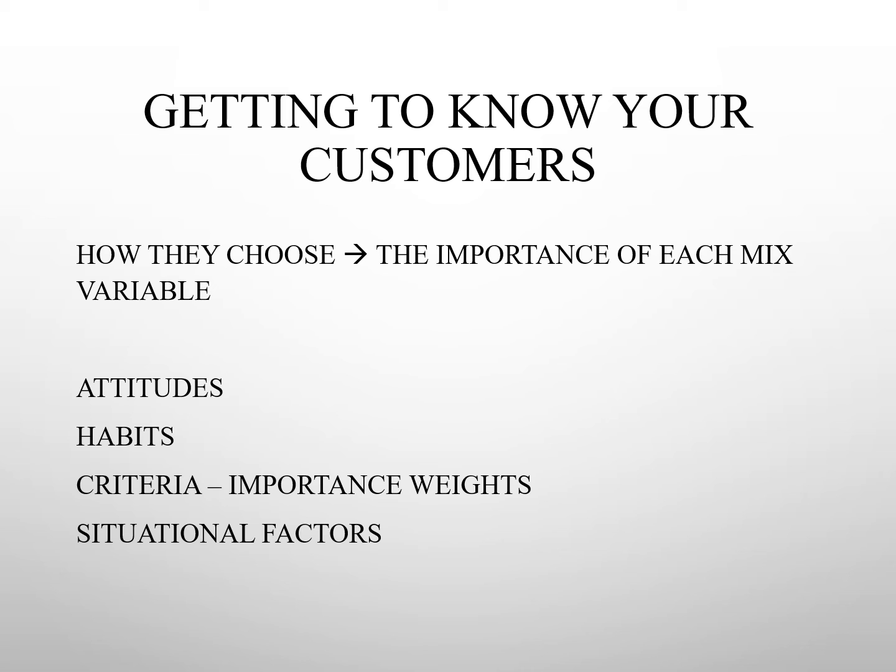Getting to know your customers, you also probably want to know how they choose and how important each of the mix variables are. To understand how they choose, you probably need to know something about their attitudes and their habits. You need to understand the criteria that they use to select one alternative from another and how important each of those criteria are. And then you might also want to identify the situational factors that might influence how they choose. So for instance, perhaps buying a bottle of wine to consume at home yourself and for your family might be different than how you choose when you are going to give that bottle of wine away as a gift to someone that you are going to visit.